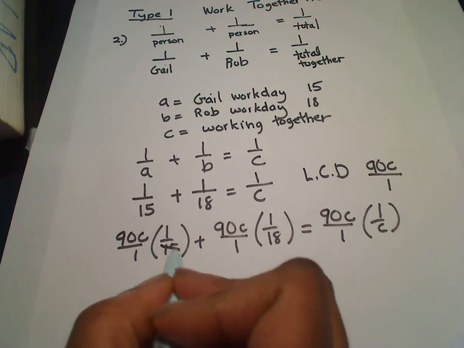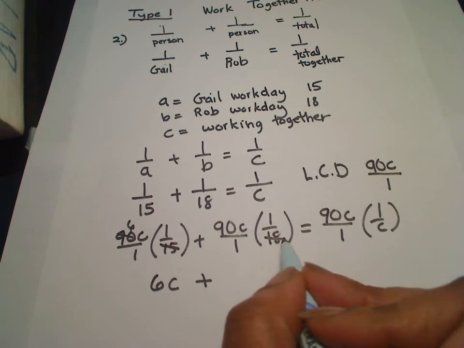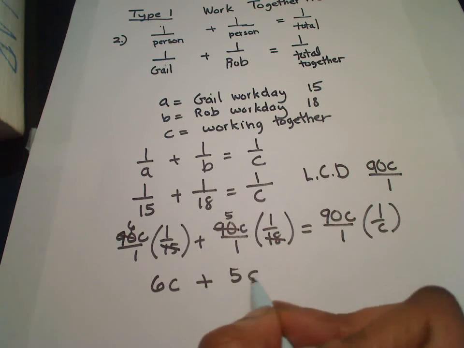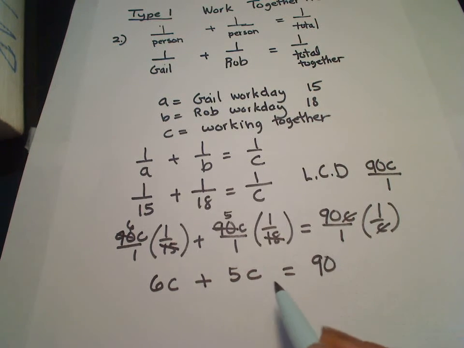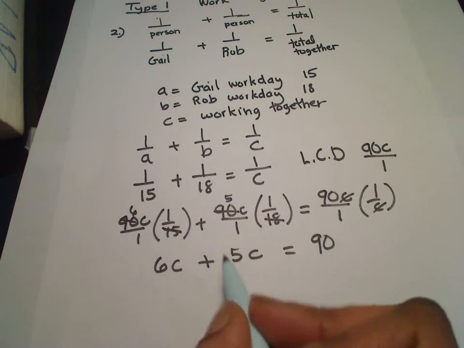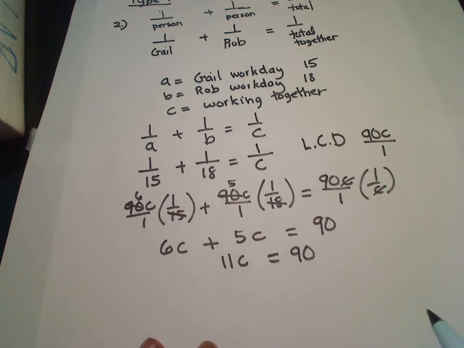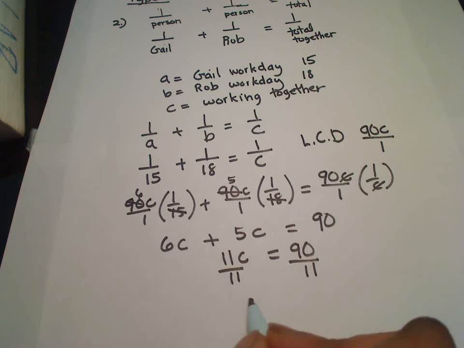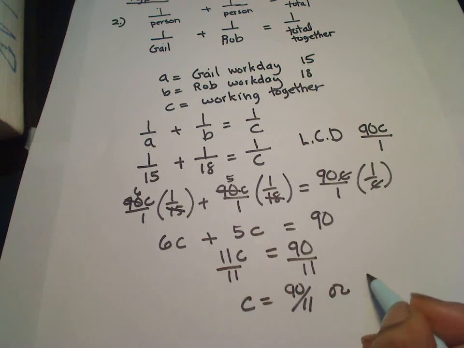When I cancel this, I end up with 6C, plus canceling out 18 with 90, you end up with 5C, and I cancel the C's out, leaving us a remainder of 90. Collect your like terms together, which will give you 11C, which is equal to 90. Okay. Now solve for C by dividing both sides by 11, leaving C equal to 90 over 11, or if you reduce this, you would end up with 8 and 2/11 workdays.